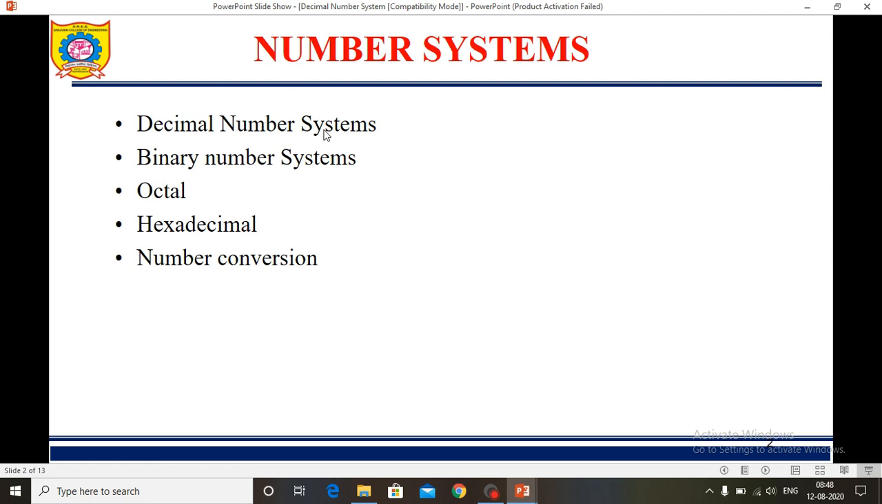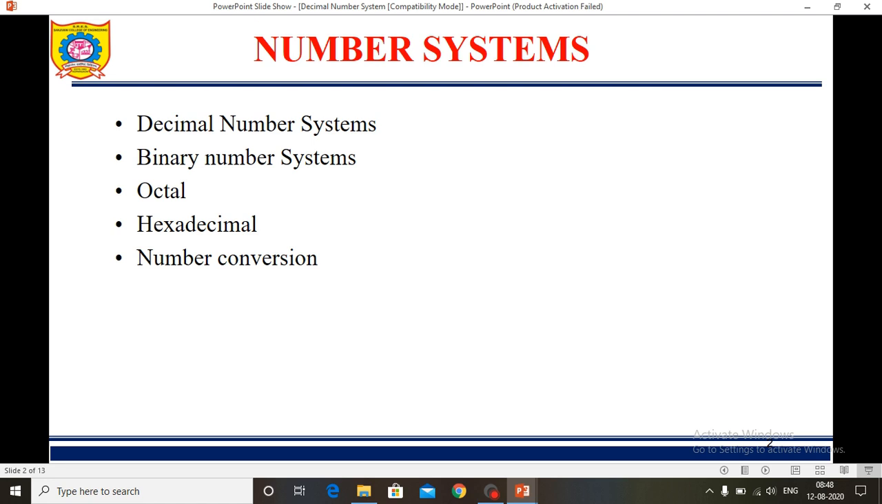Decimal means it has the base 10, meaning it has a combination of 10 different digits, that is from 0 to 9. From 0 to 9, so it is stated as 10, right? Same way, next is the octal number system. This octal number system has a base of 8. It starts from 0, so it will continue till 7.